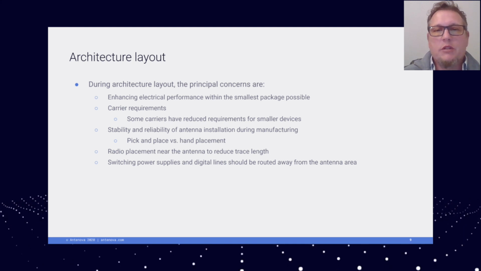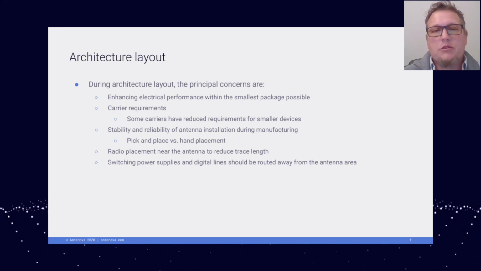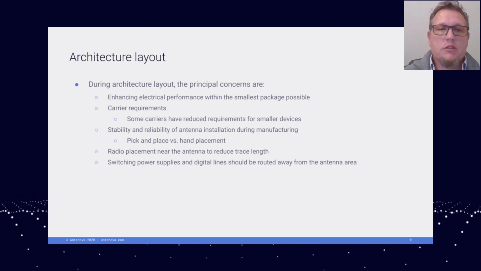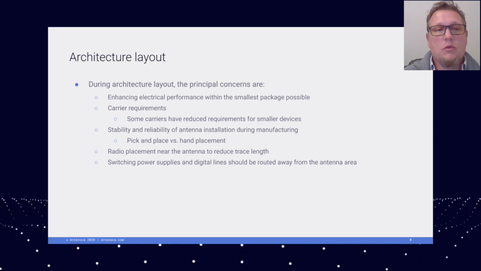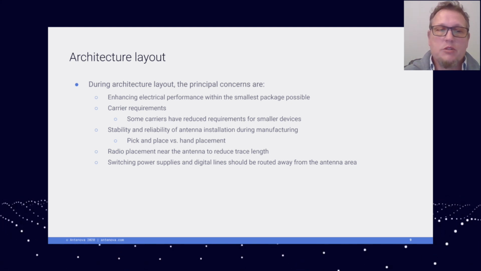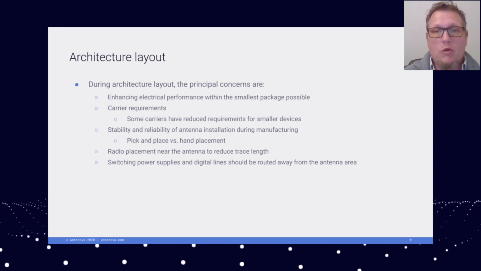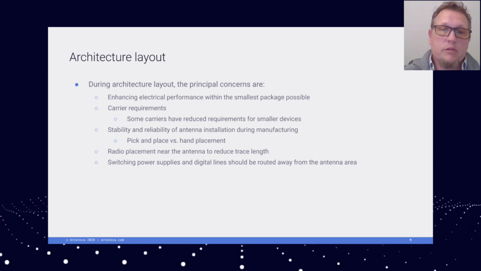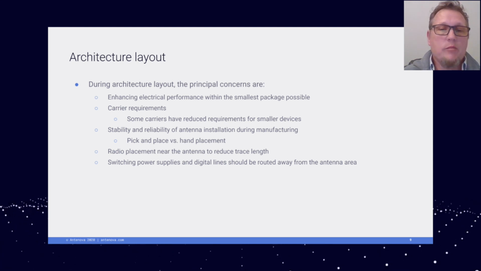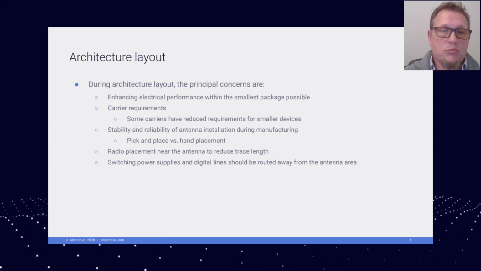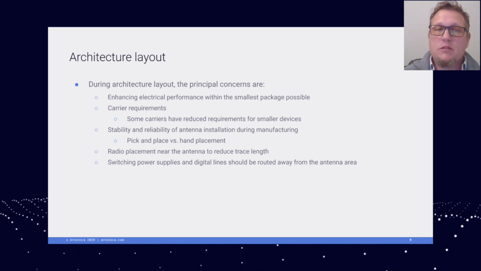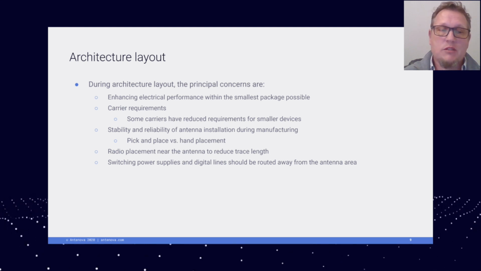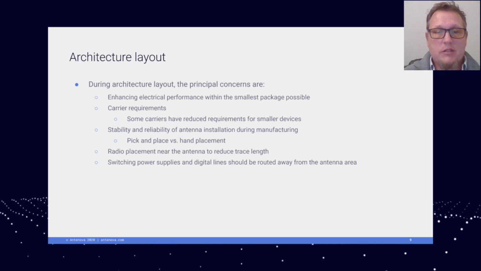Continuing on the architectural layout, you are currently trying to enhance your electrical performance within the smallest package possible. Something to consider are the carriers that you're looking to certify your device with. Some carriers out there offer small device requirements that are less stringent than the other carriers. One other thing to keep in mind is the stability and reliability of your antenna installation during your manufacturing process. Pick-and-place systems work faster and are set up for higher volume manufacturing than hand-placed antennas such as the FPC antenna.